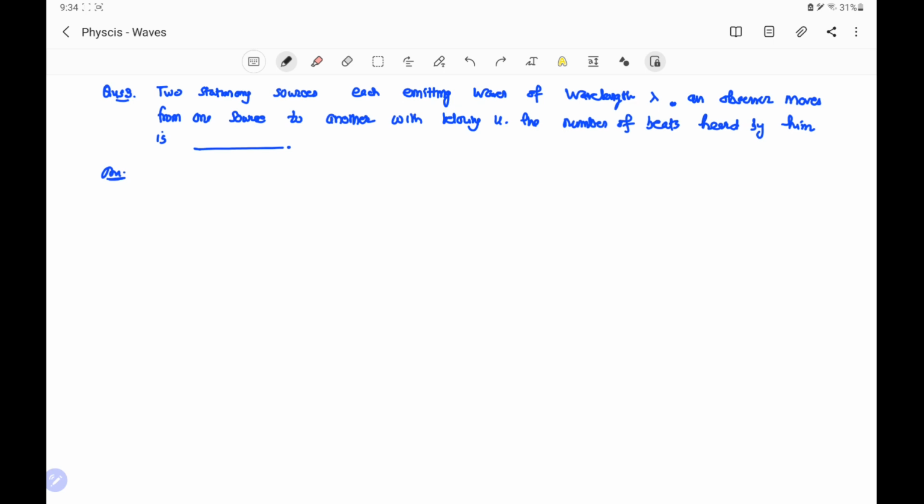Third question is, two stationary sources each emitting wave of wavelength lambda. An observer moves from one source to another with velocity u. What is the number of beats heard by him? There are two sources S1 and S2, and both are stationary, and in between them is the observer, which moves from one source to another with velocity u. The wavelength of the sound emitted by the sources S1 and S2 is lambda, and the speed of the sound from S1 toward the observer is shown. This is suppose v. Similarly, speed of the sound from S2 is also v.